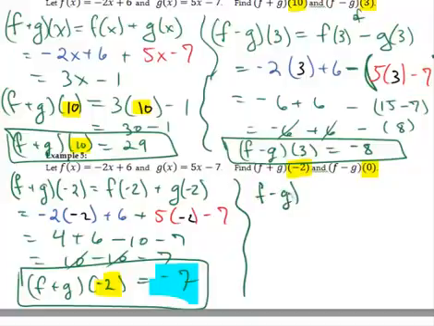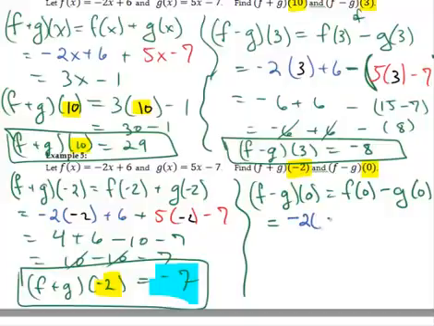F minus g of 0. So f of 0 minus g of 0. -2 plus 6. Whoops, and this needs to be a minus. Remember, big parentheses for this one, so it goes to everything. 5 space minus 7. And then come through and substitute in your 0.